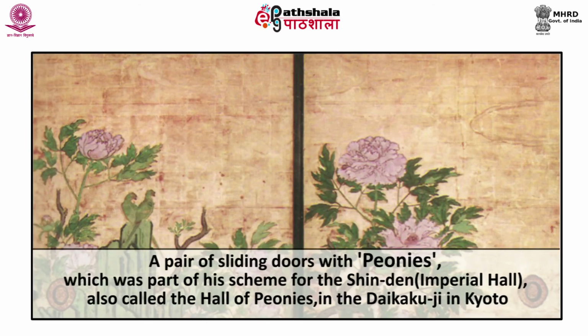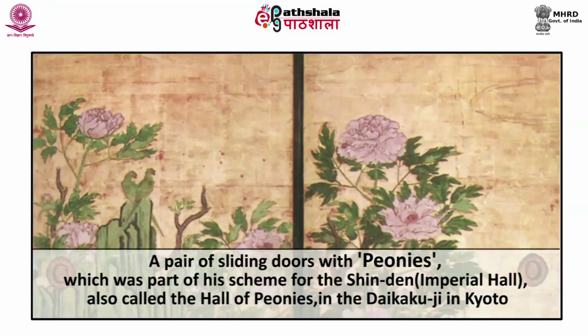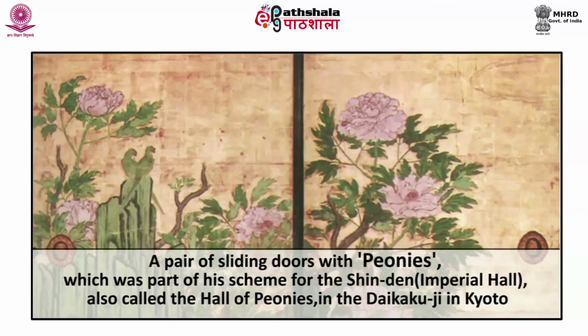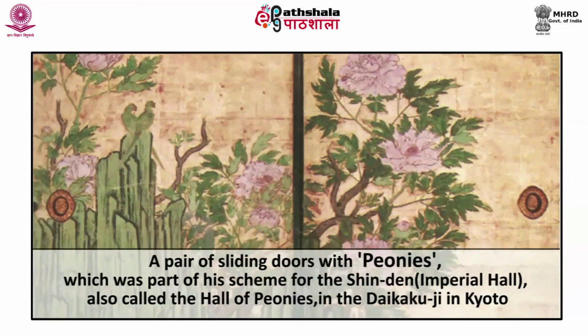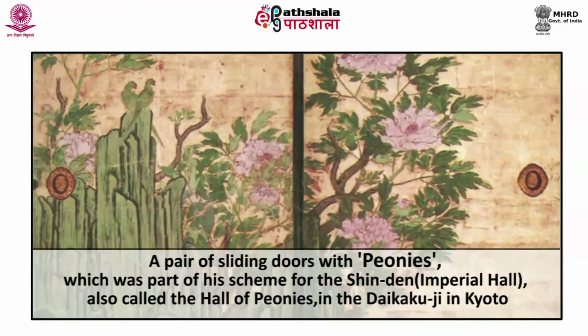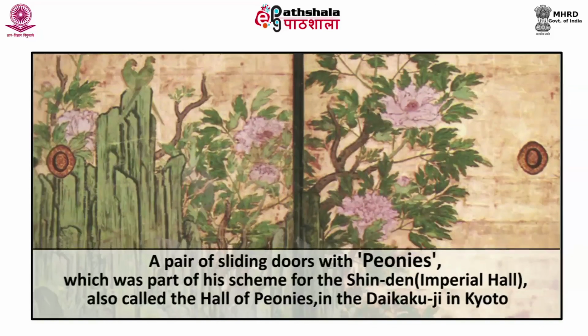settings and subjects. For Hideyoshi, Sanraku decorated the Momoyama castle, now destroyed. An illustration shows one of a pair of sliding doors with peonies, which was part of his scheme for the Shinden Imperial Hall, also called the Hall of Peonies, in the Daikakuji in Kyoto.